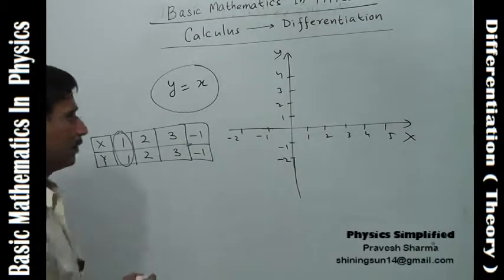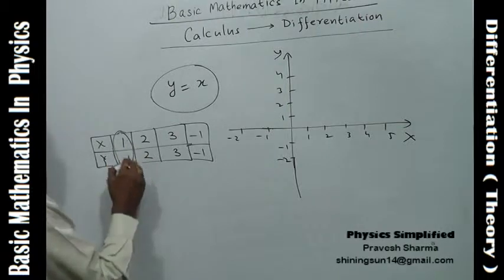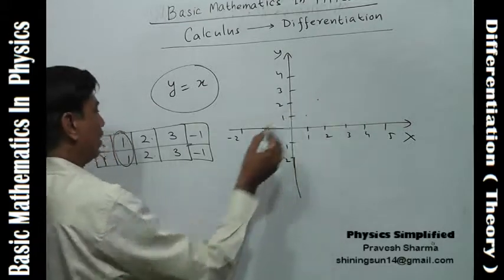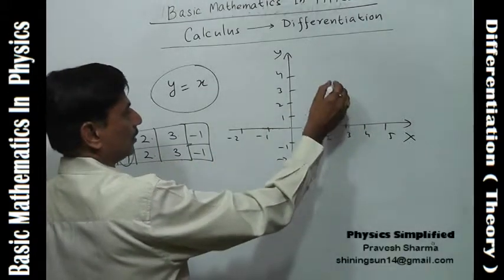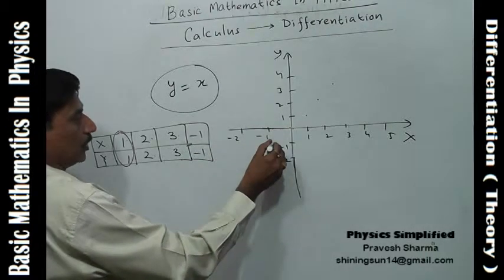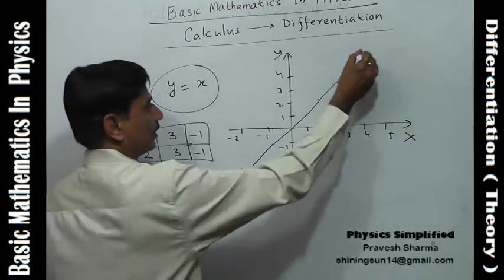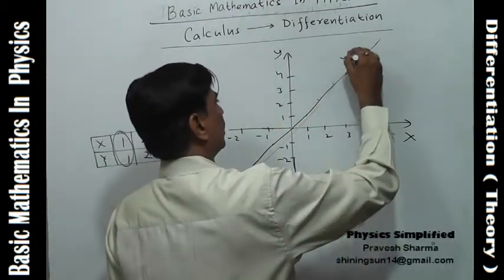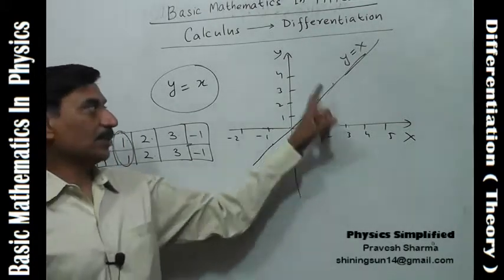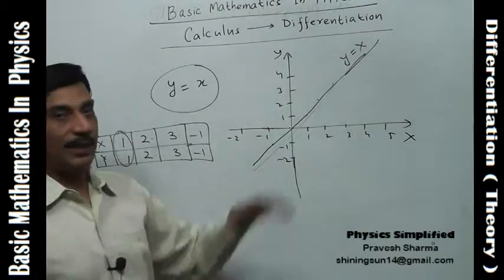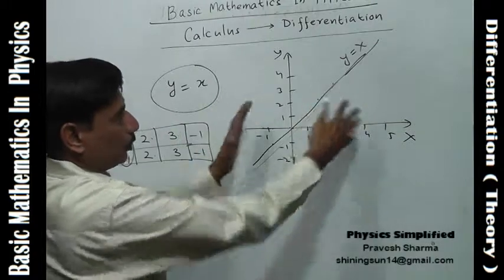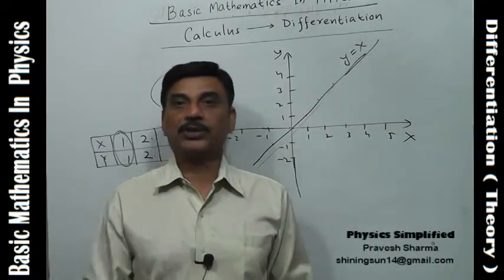I intend to plot a graph, so I take these pairs of points. 1, 1: x is 1, y is 1. I mark the point. 2, 2: x is 2, y is 2. I mark the point. 3, 3: x is 3, y is 3. I mark the point. Minus 1, minus 1: x is minus 1, y is also minus 1. So this quadrant. I join these. So what does this line represent? This line represents the function y is equal to x. That is, as x is changing, what is the effect on y? So this expresses that. This is something like reading a story, and this is pictorially, that is, you are watching a movie. Information is given both ways.